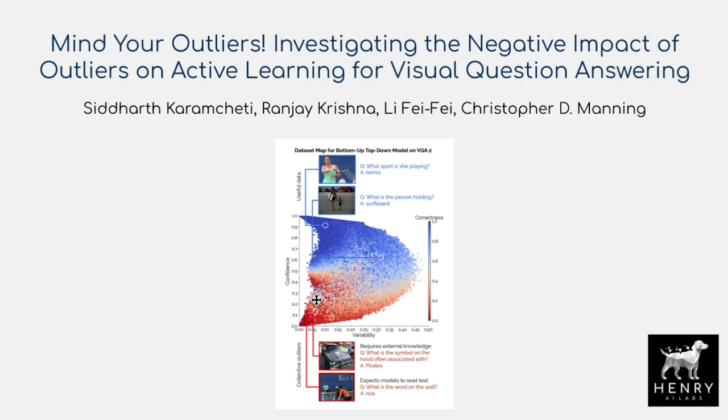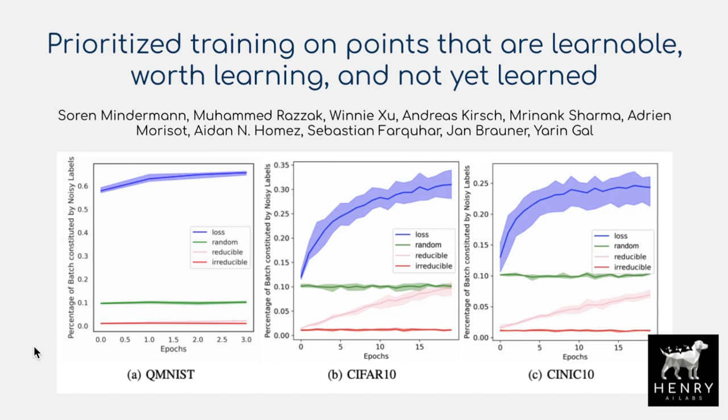label. So this is showing that there are these collective outliers, where say the problems are underspecified, like it requires external knowledge to answer the question, like what symbol does this describe when that's not contained in the data set, or other things like multi-hop reasoning. They describe these different problems with the collective outliers that are selected by active learning with these visual question answering data sets. This data set map visualizes the confidence and variability of the model's prediction throughout training. Other details on how to fix active learning and make this work as a strategy for acquiring labels and efficiently training these models.